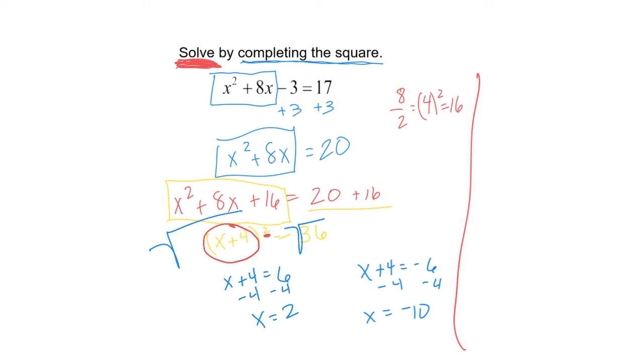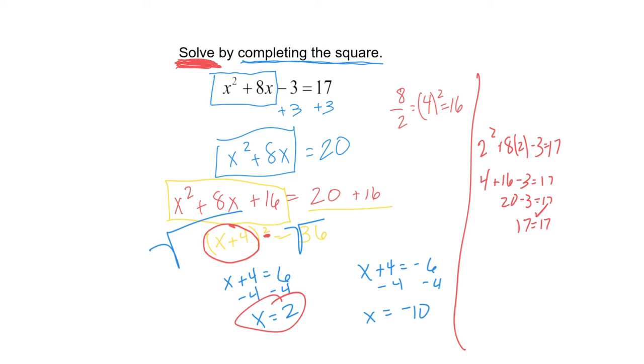And then I can always check it. If x is 2, I have 2 squared plus 8 times 2 minus 3, and that should be equal to 17, is it? 2 squared is 4 plus 16 minus 3 equals 17. That's 20 minus 3 equals 17. You betcha. 17 equals 17. That checks, so I know that is correct.